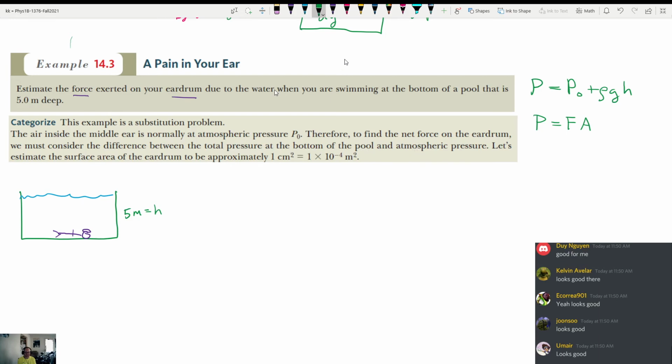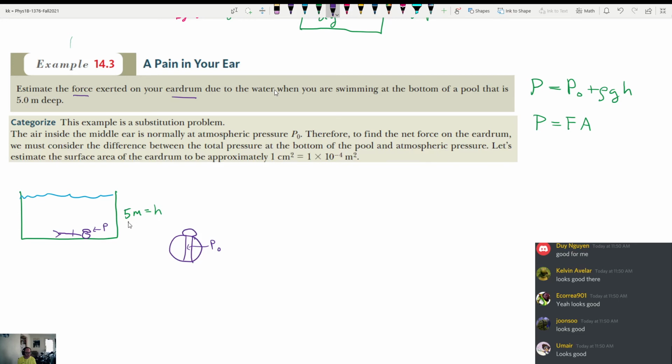Because if you think about what's going on inside the person's head, let's say this is the person's ear canal right here, and this is their ear. The pressure inside of here is at atmospheric pressure. And when we're at the bottom of the pool, the pressure down here is going to be something like, we'll call it P. We know it's more than atmospheric pressure.